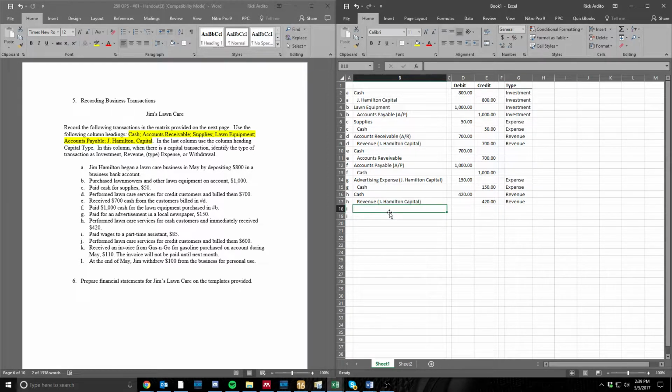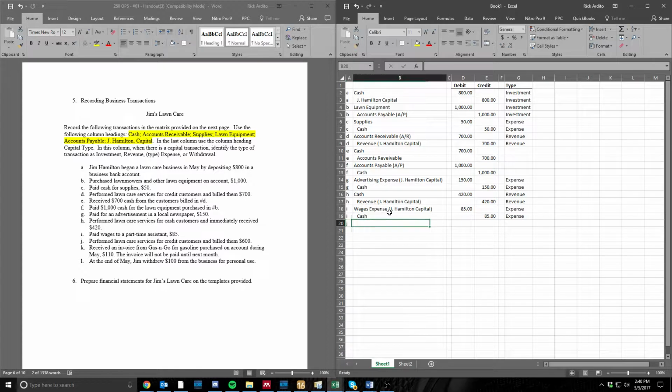So we paid wages to a part-time assistant for $85. So we have basically an expense account. We'll call it wages expense. Remember, in this case, for this chapter, we're hitting it directly to the capital account, so I'm going to put that in parentheses there. And we paid cash. So in order to reduce the capital account and book an expense, same thing, we use a debit entry for $85. And in order to reduce cash, we use a credit entry, $85. So this is an expense.